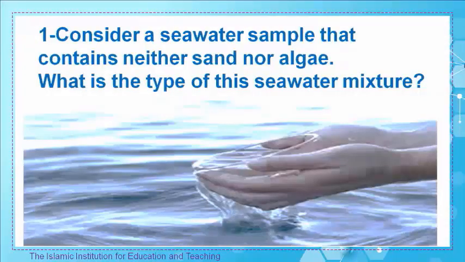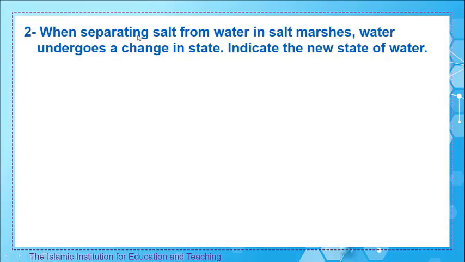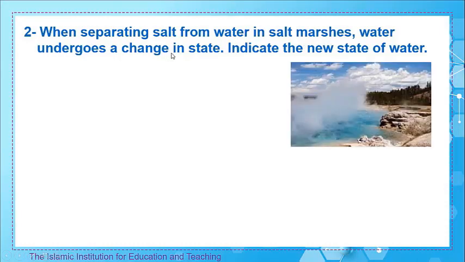Consider a seawater sample that contains neither sand nor algae. What is the type of this mixture? Think about it. Good, it's a homogeneous mixture since it's made up of one phase. Number 2. When separating salt from water in salt marshes, water undergoes a change in state. Indicate the new state of water. Look, what happens for the water? What is it? Good, gas.